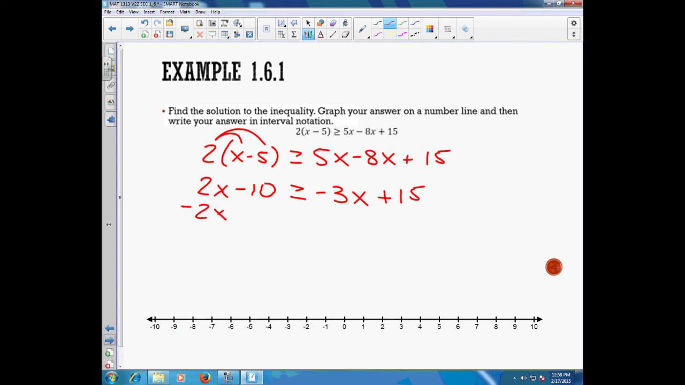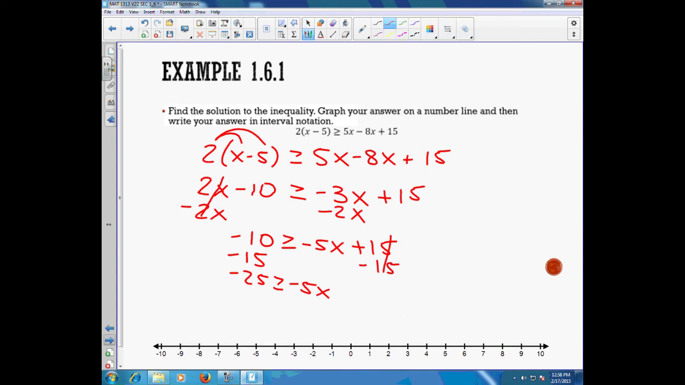Let's then subtract 2x from both sides. And we're going to get negative 10 is greater than or equal to negative 5x plus 15. And now we'll subtract 15 from both sides. And we'll get negative 25 is greater than or equal to negative 5x. And so now we can divide both sides by negative 5. But remember, when we deal with inequalities, if you divide by a negative number, the inequality flips.